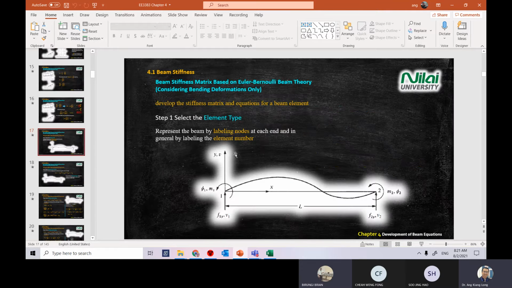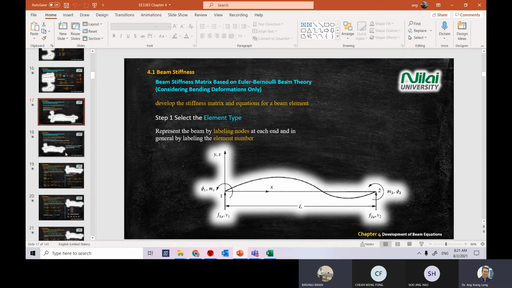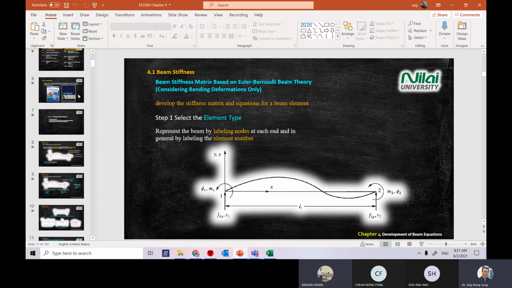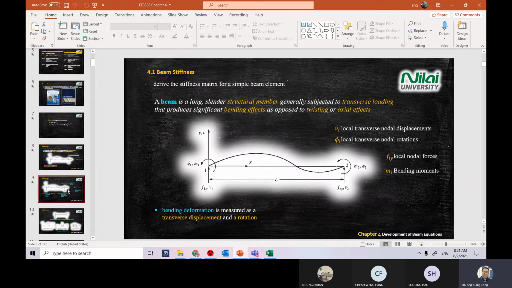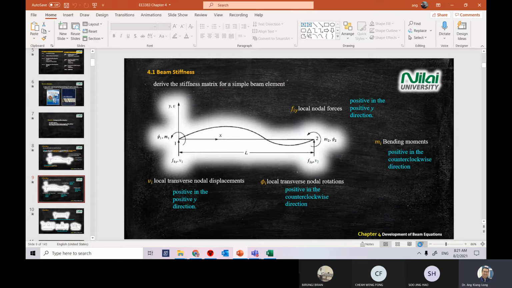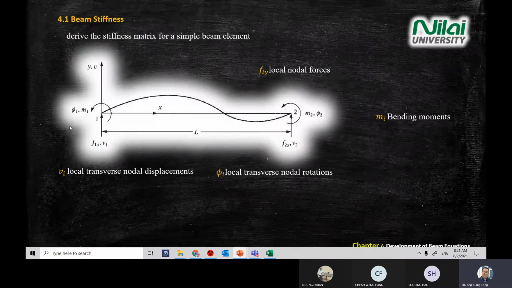Since the beginning, you look at this diagram, the very first diagram that we see. Do we see any horizontal movement? No, right? So for beam, just remind yourself, we only look at vertical and moment and rotation.